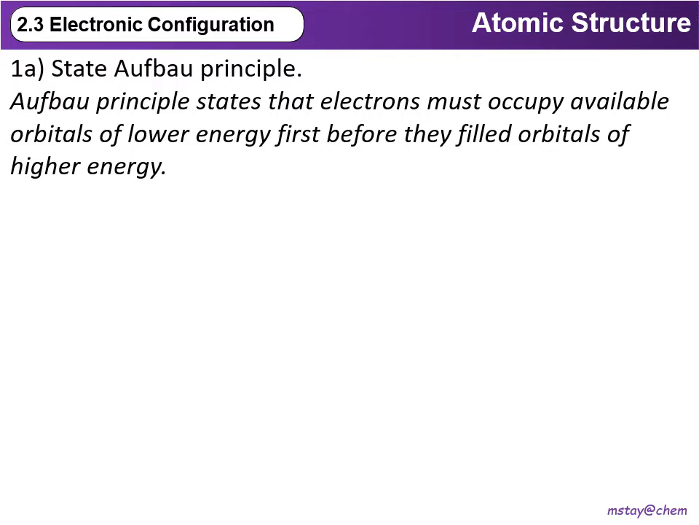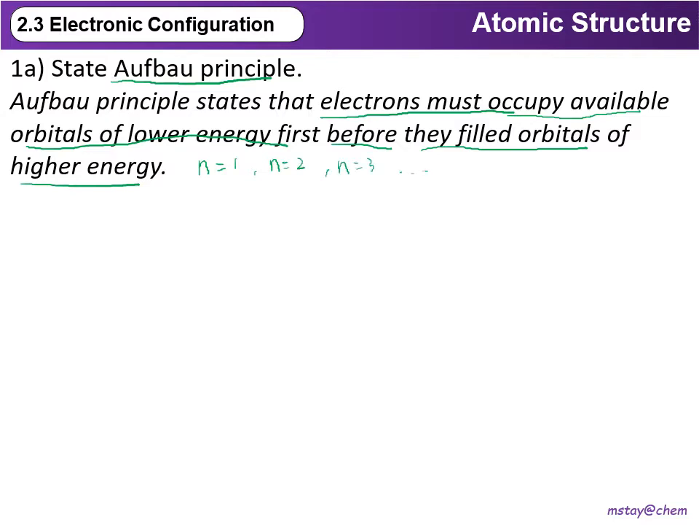State the Aufbau principle. According to the Aufbau principle, electrons must occupy the available orbitals of lower energy level first before they fill into orbitals with higher energy. So in general, you may think that we will fill into the energy level n equal to 1, followed by n equal to 2, and then n equal to 3, and so on.